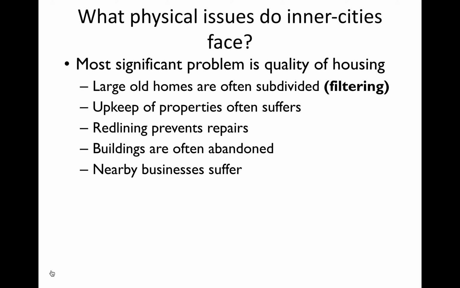Redlining prevents repairs. Redlining is when realtors take a map and draw a red line around the areas where they will not give bank loans to certain people. Predominantly it's been the Black American and Hispanic classes that have been redlined, meaning they were not allowed to get loans to buy houses in certain areas. That's called redlining. And then buildings are often abandoned in central business districts. We can see the effect of abandoned buildings in the Rust Belt in the Northeast industrial regions, in major cities like Cleveland, Detroit, or Flint, Michigan. And then we also see the suffering of business services.